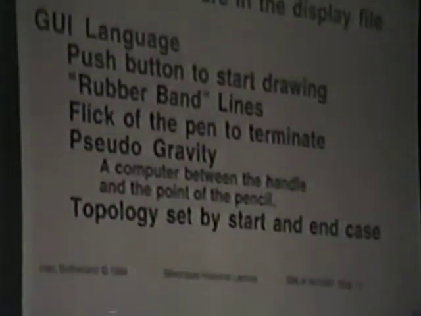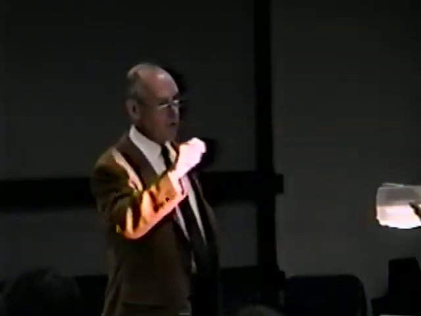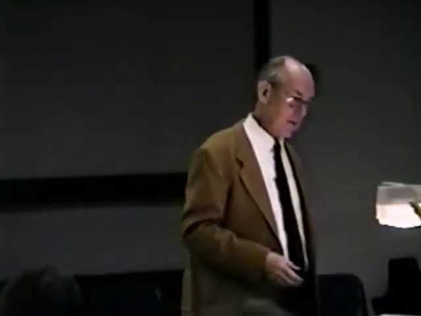I used a flick of the pen. It turns out if you moved the pen too fast, the pen tracking routine would die. And so I used that as the termination signal. So you'd start by pushing a button, and then you'd move in a nice smooth gesture, and when you were finished, you'd flick the pen, and you'll see that also in the movie.